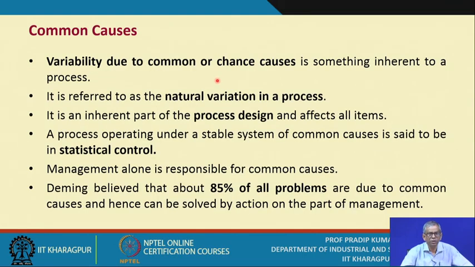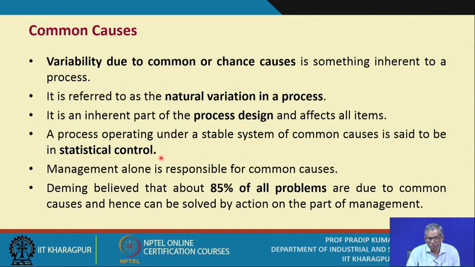Now I will take two more minutes to explain the common causes. The variability due to common or chance causes is something inherent to a process. That means you are living with this. In any system we try to reduce the variation, but there will be some variation. So at any point in time you must know what is this allowable variation, and this variation is due to the common causes. The process operating under a stable system of common causes is said to be in statistical control. We will be using this term, the statistical control.